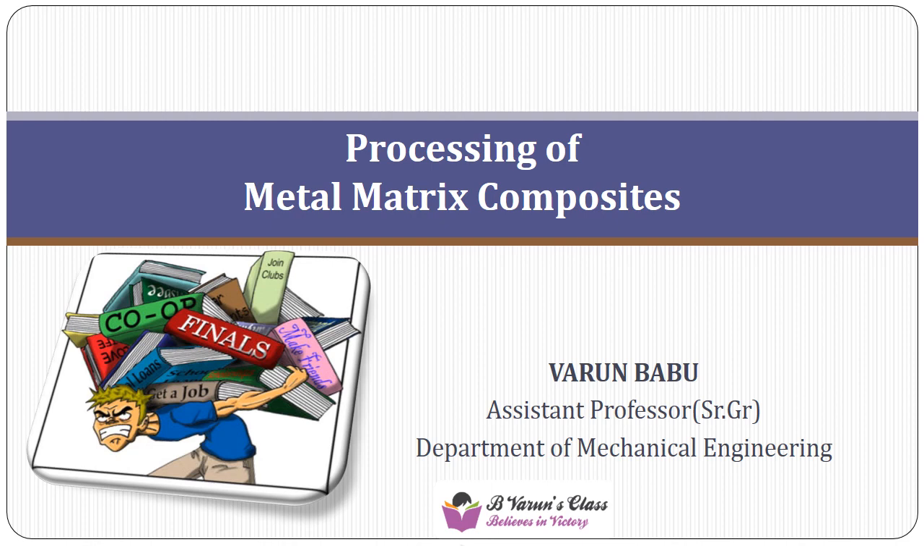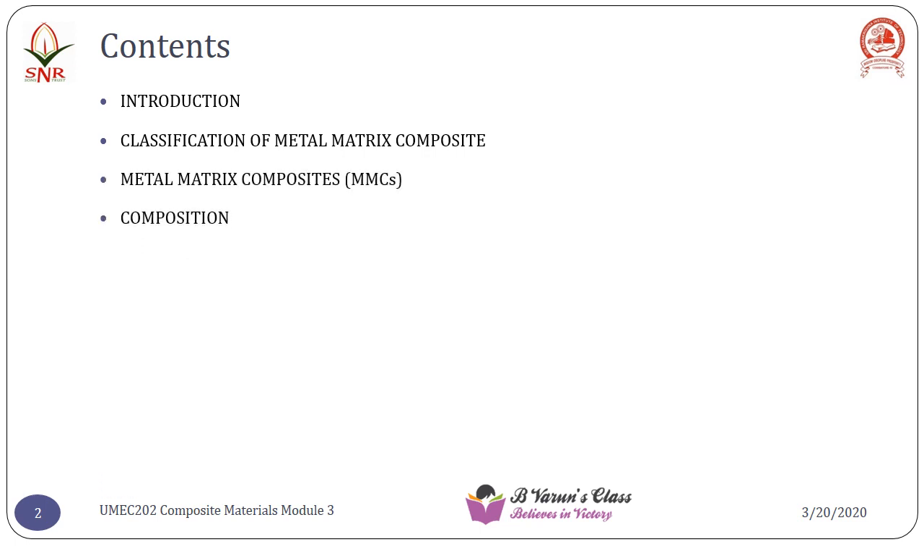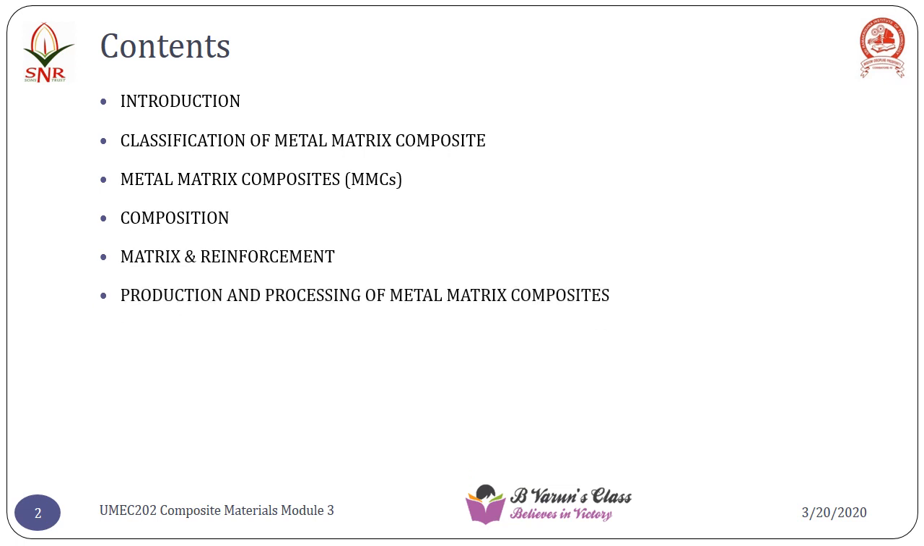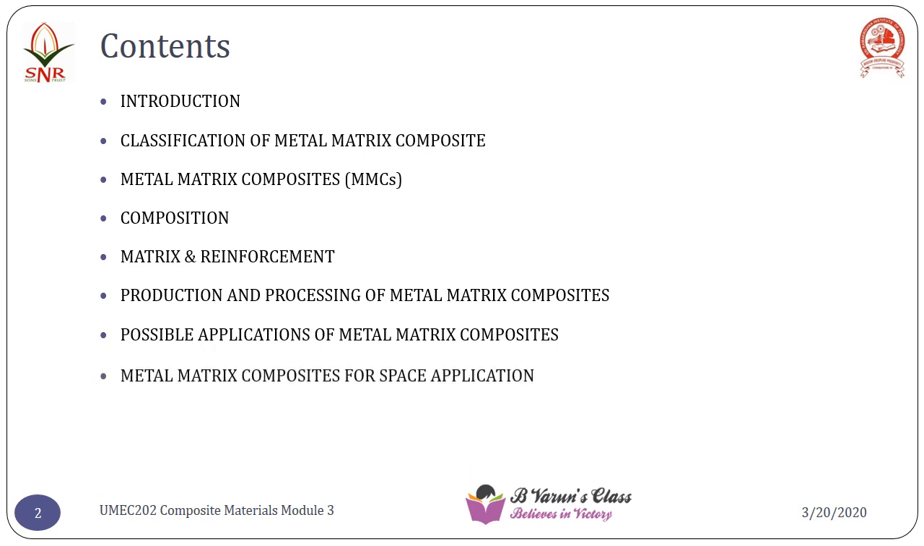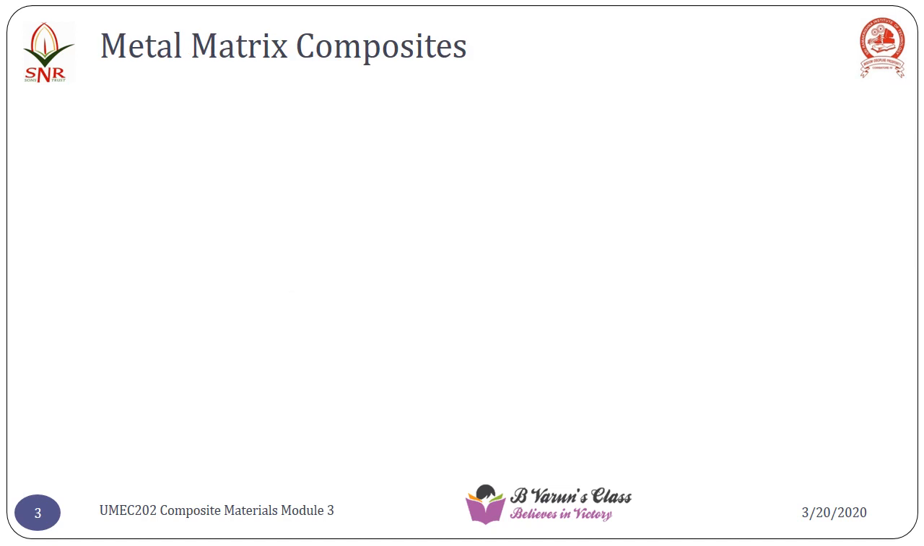some basic processes which are commonly used for making metal matrix composites. So we'll see the introduction, followed by the definition and the various processes. In today's presentation, we are going to see the introduction, classification of metal matrix composites, its composition, matrix and reinforcement, production and processing of metal matrix composites, possible applications of metal matrix composites, metal matrix composites for space application, important metal matrix composites, advantages and disadvantages of metal matrix composites.